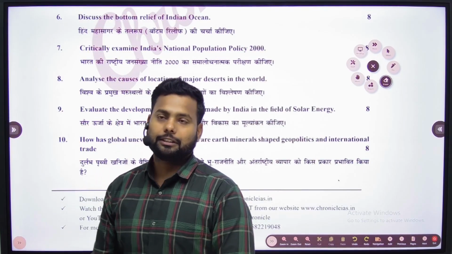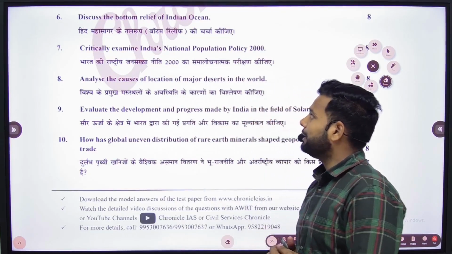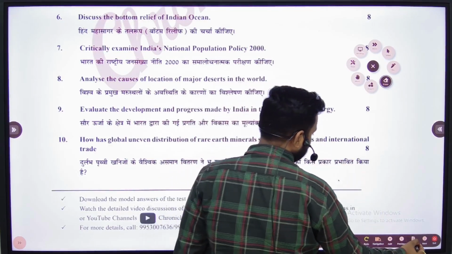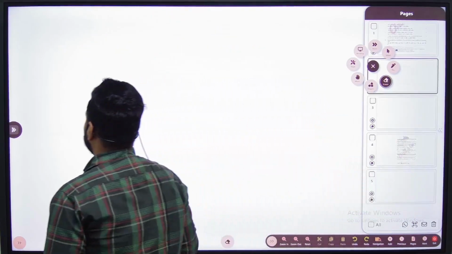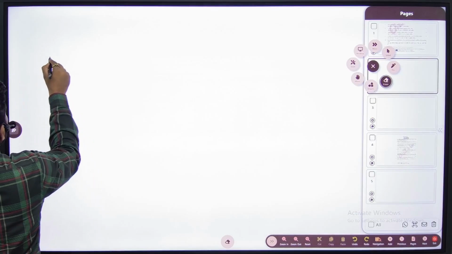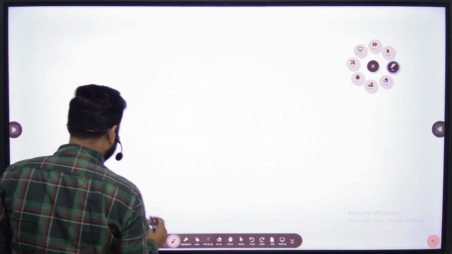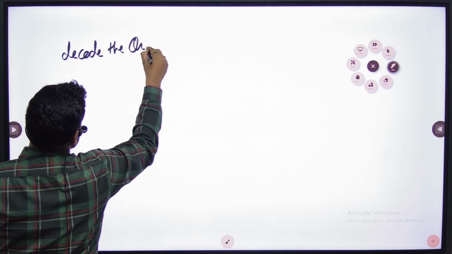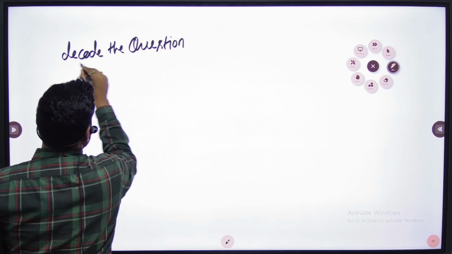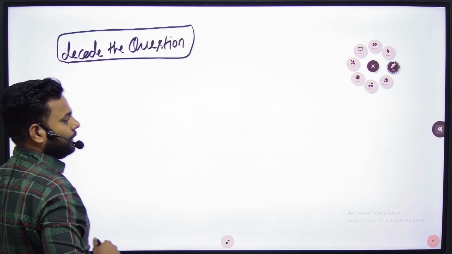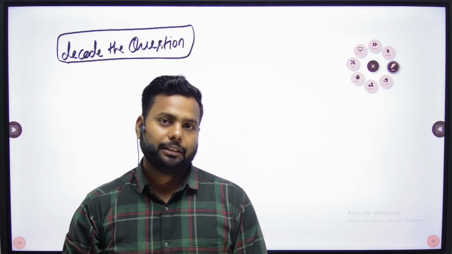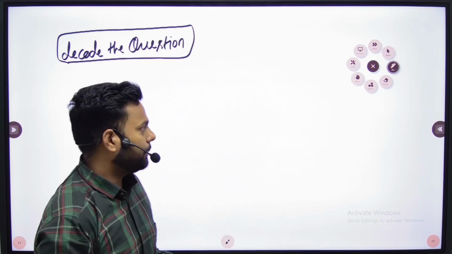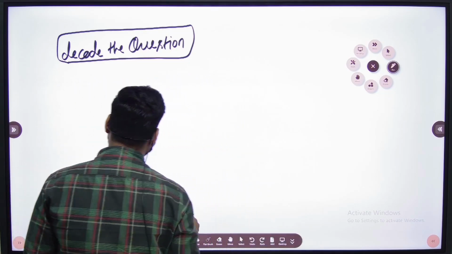We are going to discuss the next question. Critically examine India's National Population Policy 2000. Before we solve the question, firstly, the most important thing is to decode the question, because decoding gives you the idea of what kind of approach the question needs, and if you decode the question well, that means you are able to identify and meet the demand of the question.